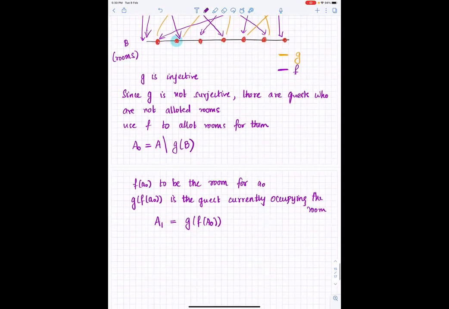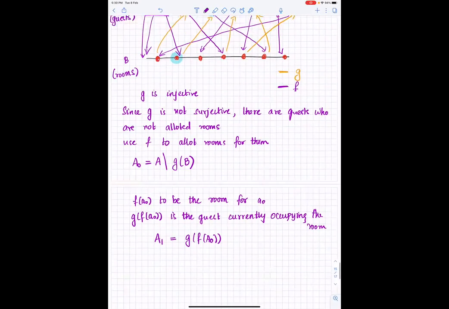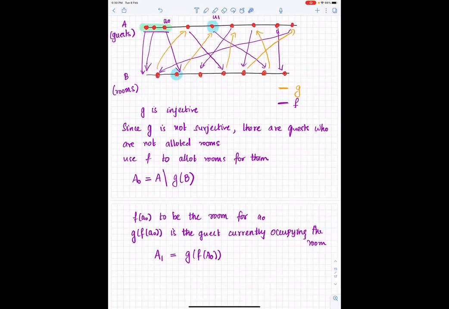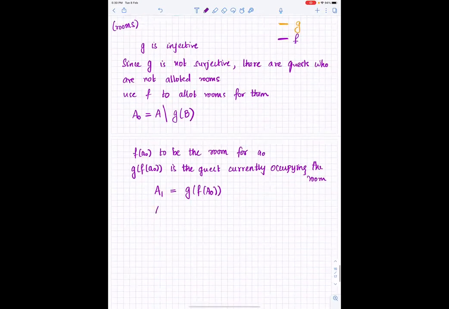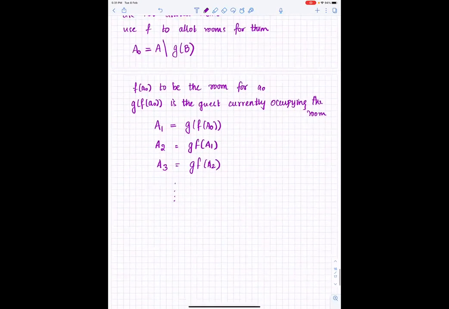Yes, okay, ma'am. So in this way, just like what someone had suggested, you move all the guests in A1 to rooms, but then those rooms were occupied by somebody. So you have to move them also to new rooms, and so on. This way you can define sets A2, which is G of F of A1, A3, which is G of F of A2, and so on. There are infinitely many sets. In general, A(n+1) is G of F of An.